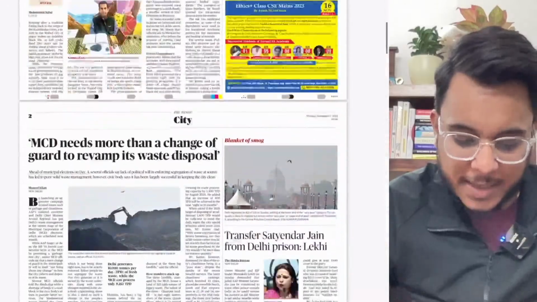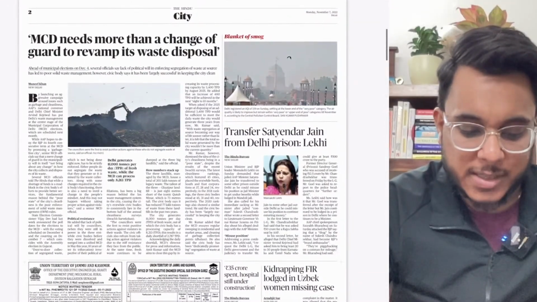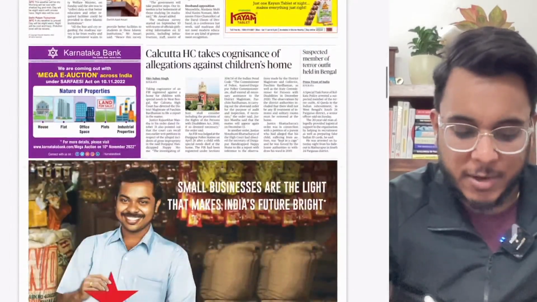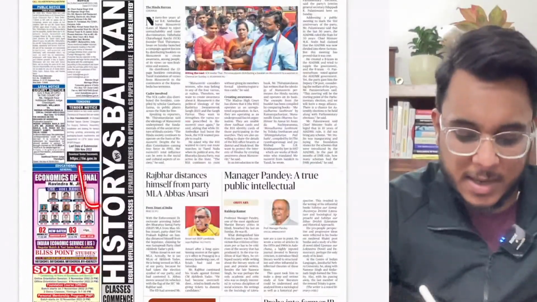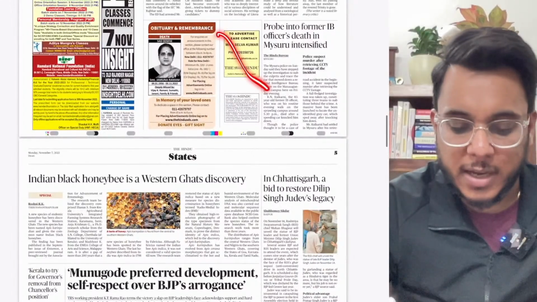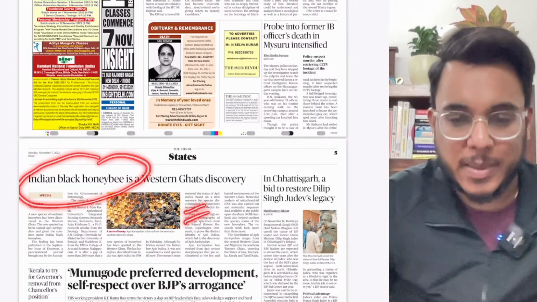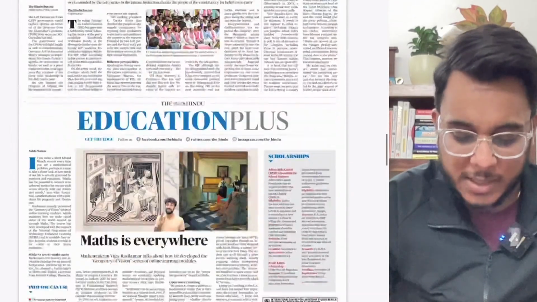Then, moving on to the city section. In the city section, regional issues, regional politics, advertisements and these kinds of things have been given. Not very important for the examination. However, here the Indian black honeybee has been discussed. We'll see this particular article, what it is talking about.